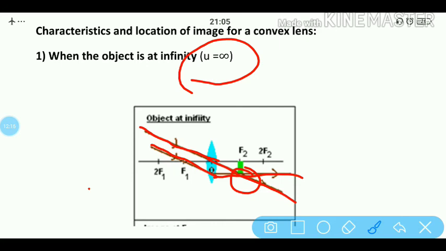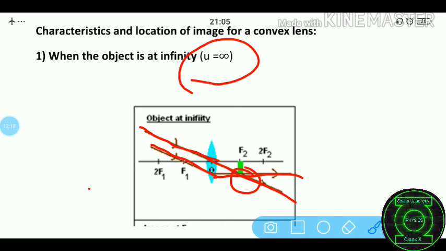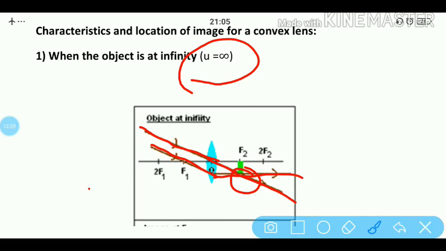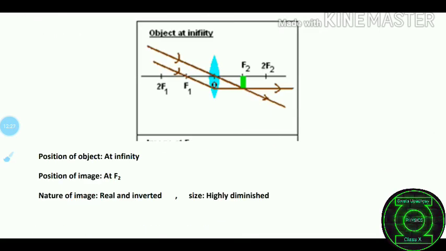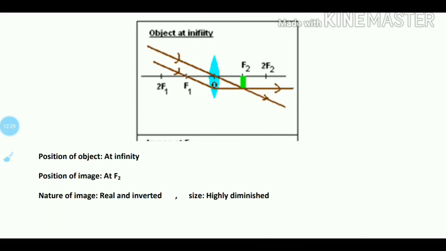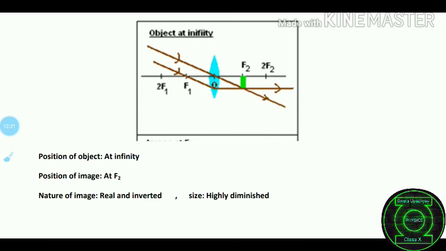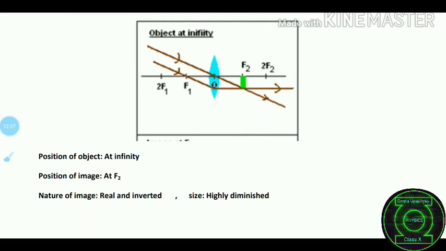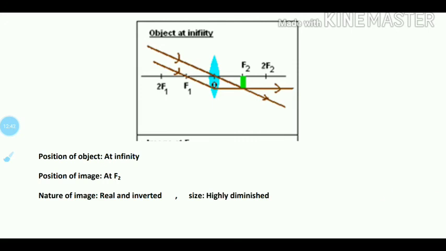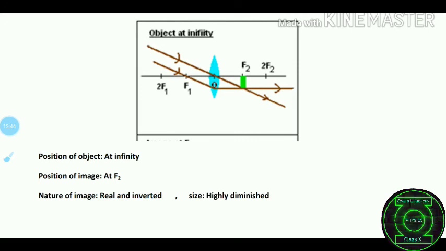Hence, this image is real, inverted and diminished. They ask questions about the nature of the image, position of the image, and position of the object. So we will write: the position of the object is at infinity, the position of the image is at F2, the nature of the image is real and inverted, and the size is highly diminished.